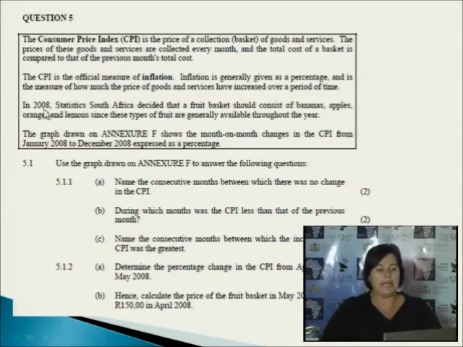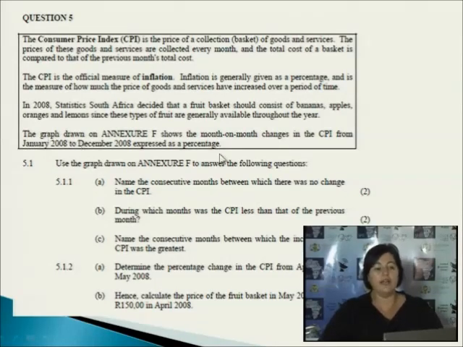In 2008, Statistics South Africa, remember I said if you want to know more you can always Google their website, decided that a fruit basket should consist of bananas, apples, oranges, lemons, since these types of fruit are generally available throughout the year. Can you remember previously I told you there's a CPIF where it only works with food. Now in this instance they only work with fruit and not food.